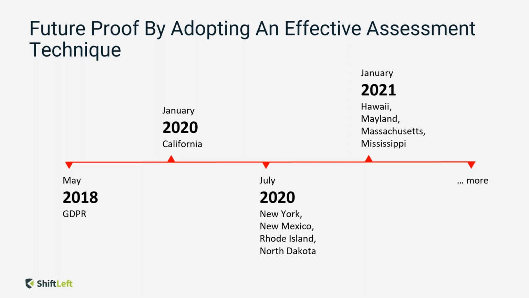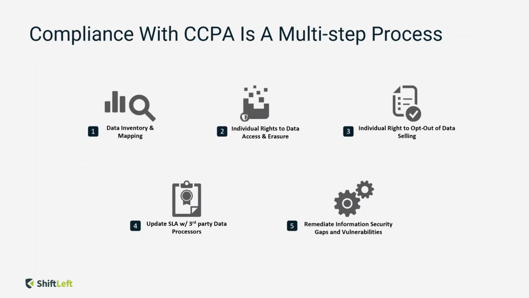Now, let's look into what it means to be compliant with CCPA. In order to be compliant with CCPA, with respect to web applications and applications that are processing data, it's a multi-step process. It's very clearly defined in the CCPA. There are many guidelines out there from a legal perspective. And from a technology perspective, these are the 5 steps to get to a compliant state.